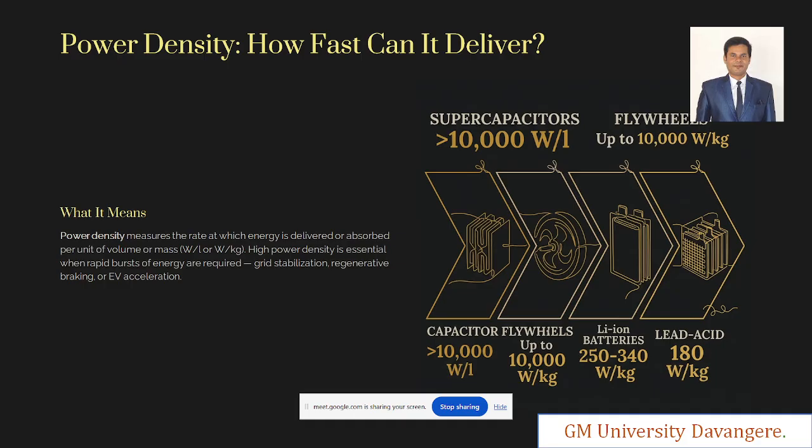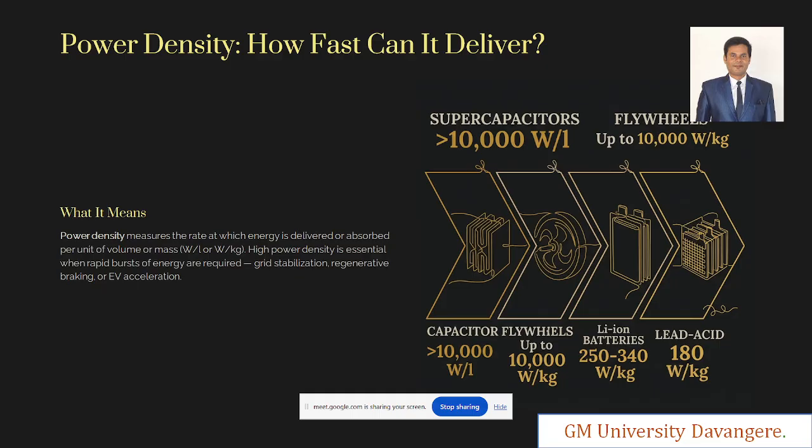Right. So these are the examples we have taken to understand the ultra capacitors, the flywheels, as well as the lithium batteries and lead acid batteries. Right. So faster power can be delivered especially by the ultra capacitors, whereas if we talk about the batteries, the power density will be very less. We can say the discharging power from the batteries will be very less as compared with the super capacitors. Right. So what it actually means is the power density, which measures the rate at which the energy is delivered, means how fast you can deliver the energy.